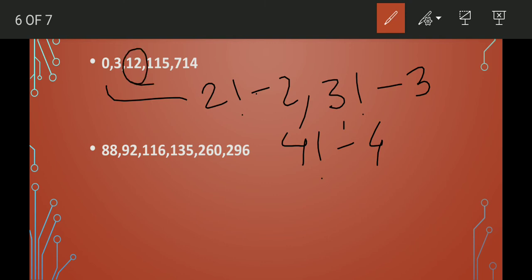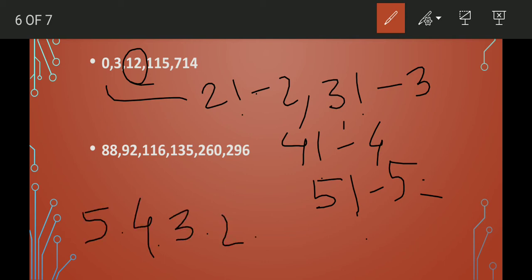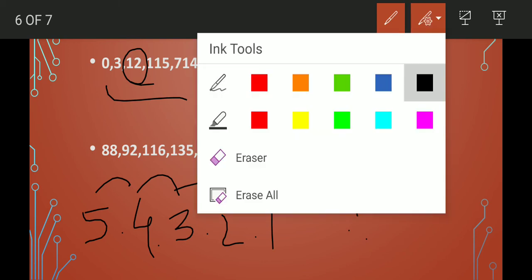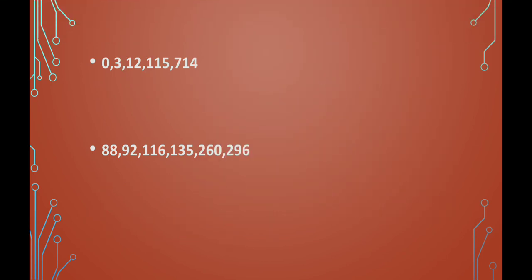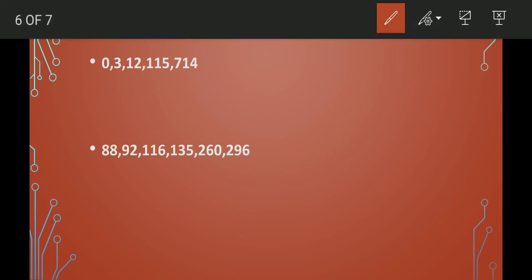Now check the rest of the numbers. 5 factorial minus 5. 5 factorial means 5 into 4 into 3 into 2 into 1. If we multiply it, we will get 20, 60, 120. 120 minus 5, yeah, this gives us 115. That is true. Now come to the last question of this video. It is 88, 92, 116, 135, 260 and 296.